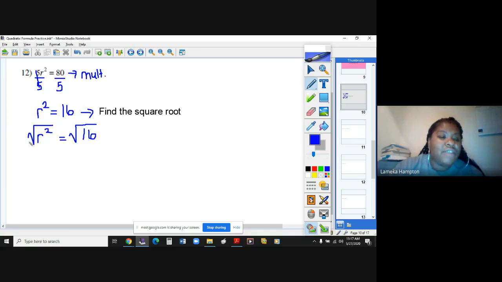So what I'm going to have is this. My square root and my number 2 up here are both going to cancel out. I'm just going to cross out my square root and cross my number 2 out to let me know that they cancel each other out, and I'm left with r. Now, of course, I can find the square root of 16. And remember, with square roots, you have 2 answers. So my answer would actually be +4 and -4. So that would be my answer for number 12.